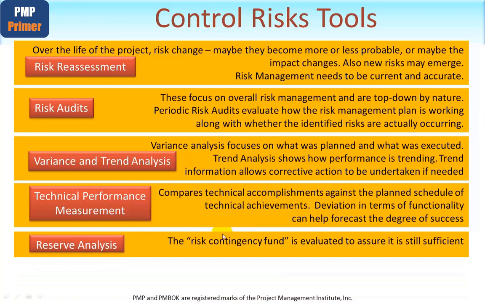Reserve analysis. Another name for this is the Risk Contingency Fund. You'll recall I talked about that as one of the responses. It is evaluated to assure management that it is still sufficient. What happens in reserve analysis is looking at the original reserve put by, looking at risks that actually happened and that needed to utilise some of that funding, looking at risks that would still use it but have yet to happen, and determining whether the reserve is still appropriate. You may need to increase it or decrease it if some or more of the linked risks actually didn't occur.